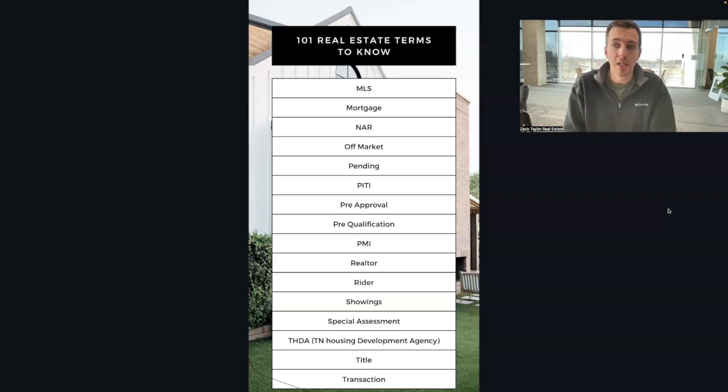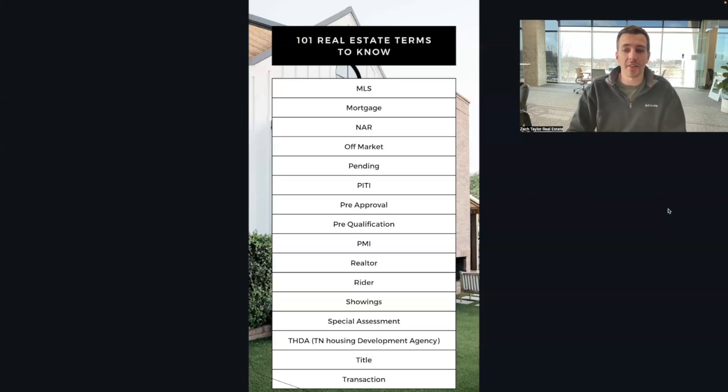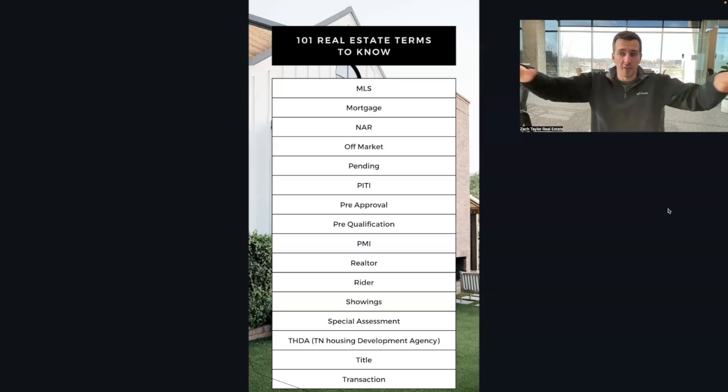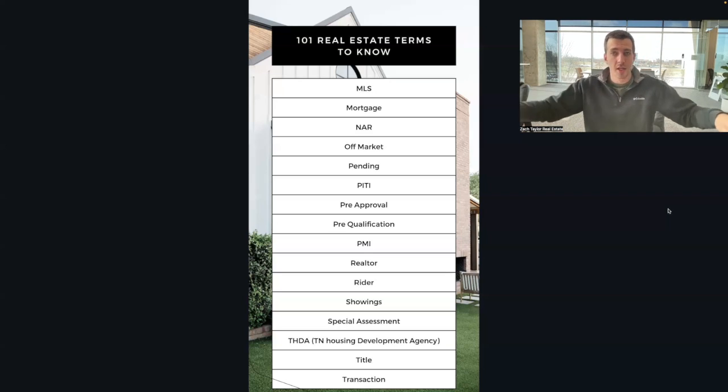Special assessment. You see these a lot with condo communities, for example, or homes that are connected, like a townhome community. Let's say in a condo community, they want to replace the roof over all the condos, the big roof. Well, they will issue a special assessment to help cover the cost of the roof. So each owner will have to pay a lump sum amount.